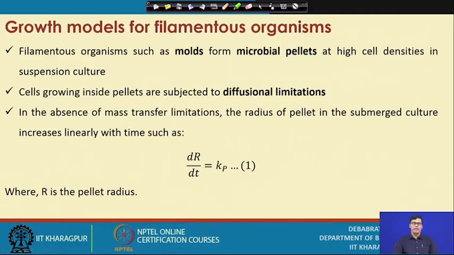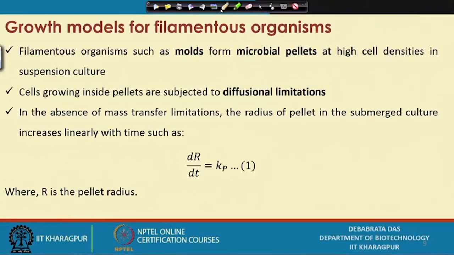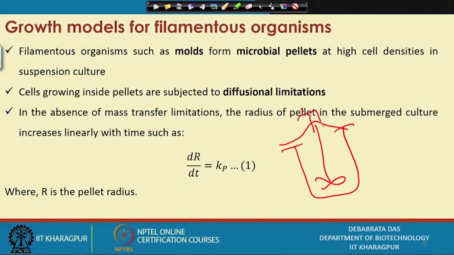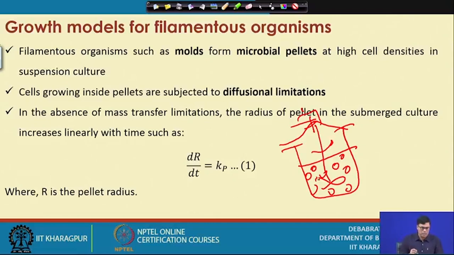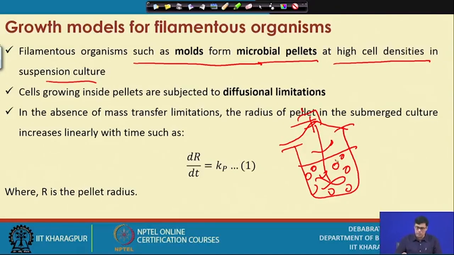Now, in case of unicellular cells, we do not have much of a problem, but we have a typical type of growth characteristics in case of filamentous organisms. As for example, Aspergillus niger, Aspergillus oryzae, when they grow in the fermentation media, what will happen? You will find a lot of pellet formation. The spherical pellets form inside the reactor. So the question comes how a growth model can be developed in case of filamentous organisms. Filamentous organisms such as molds form microbial pellets at high cell density in suspension. So under submerged condition, they form the pellet.